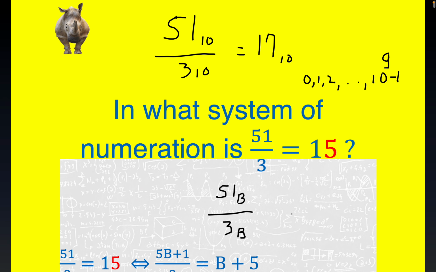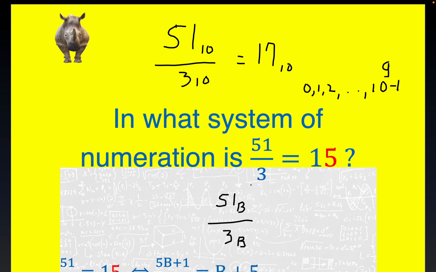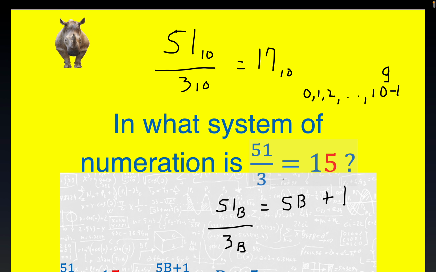Now, what does this mean though? This really means 51 base b means 5b plus 1. That's exactly like how 51 means 5 times 10 plus 1. This means 5 times b plus 1. So we're searching for a base where this calculation may hold.